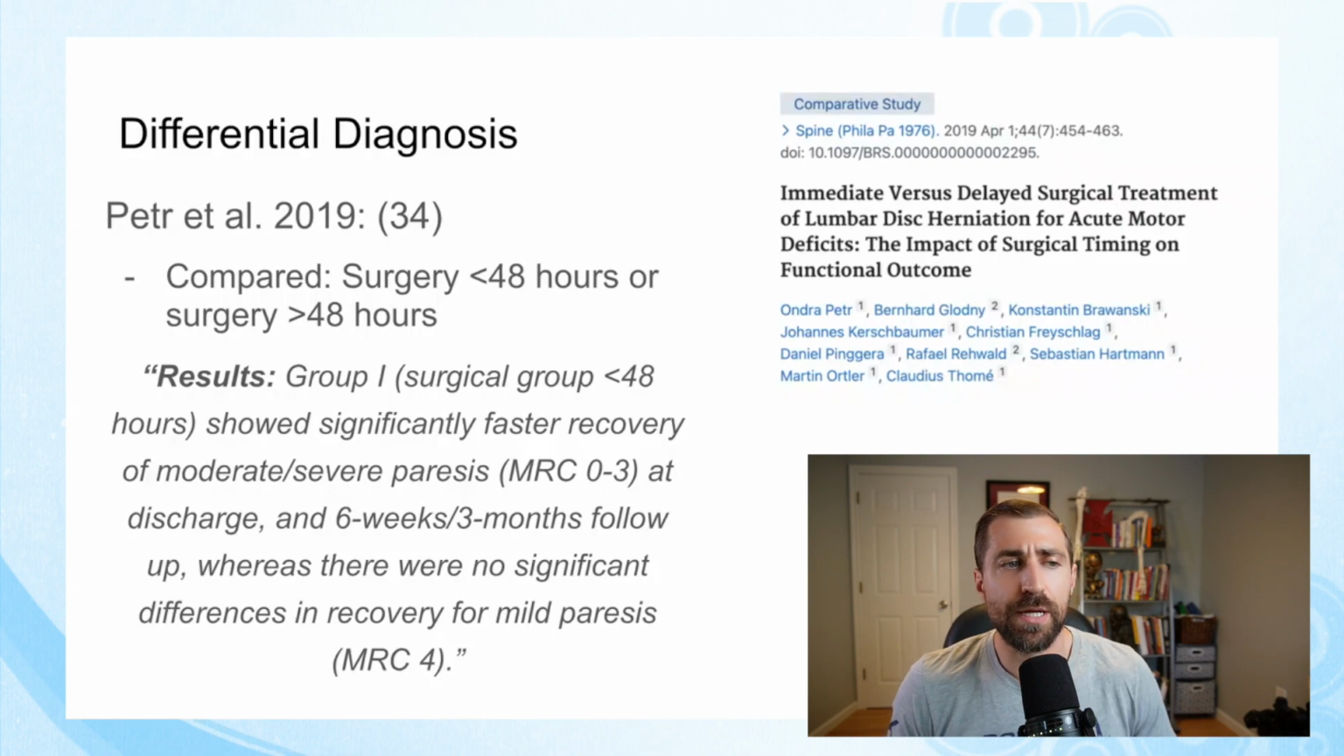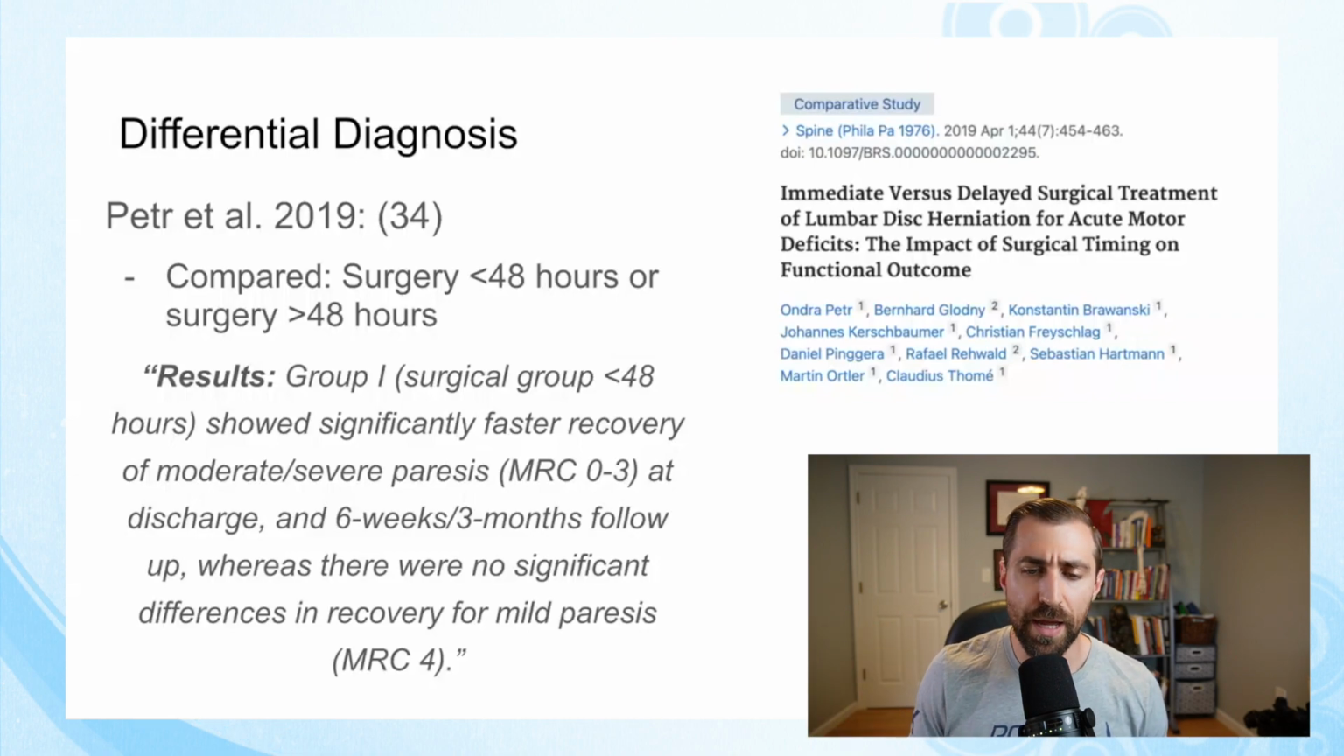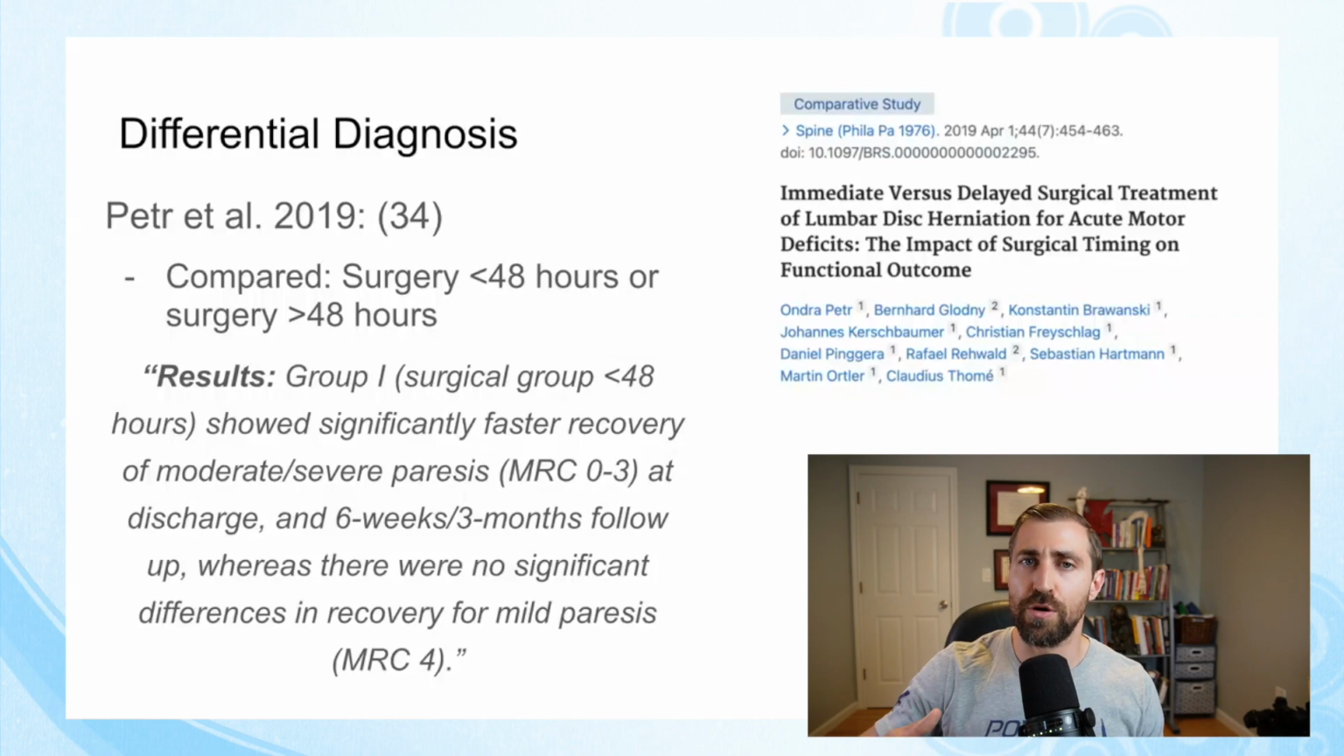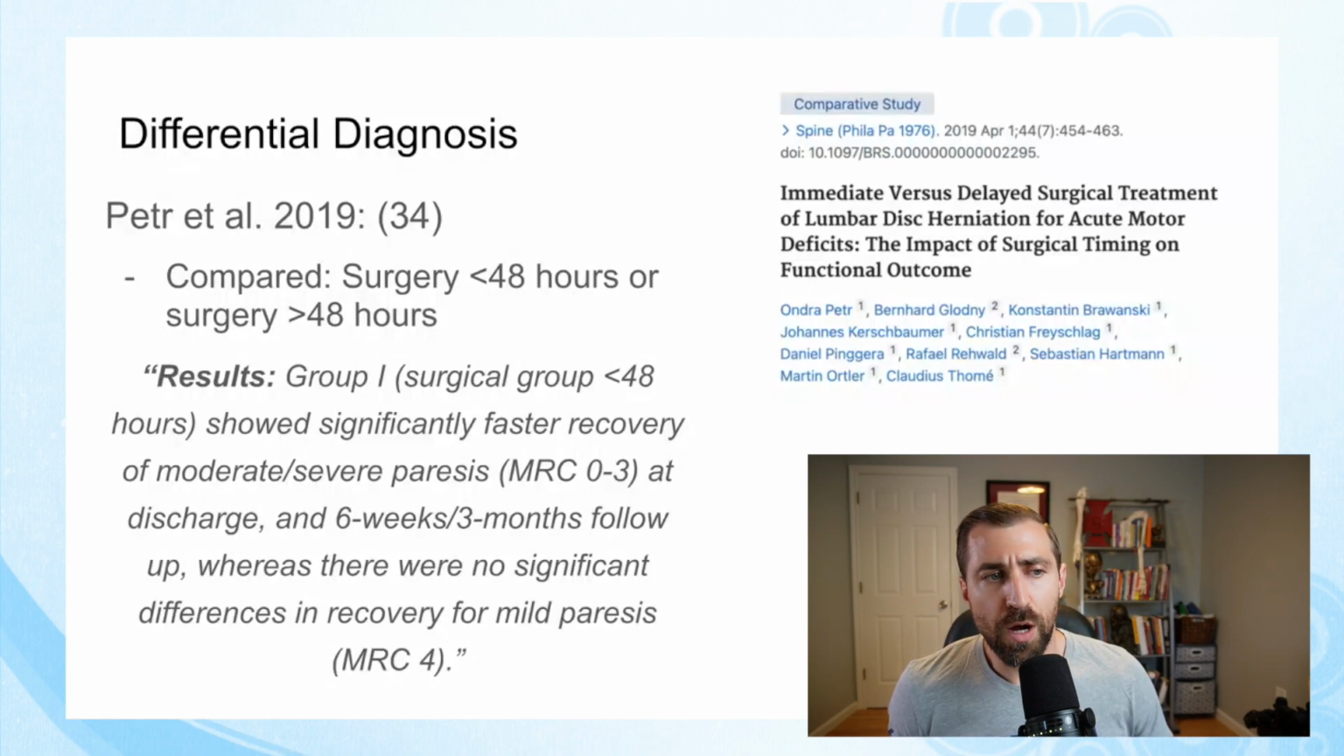So, essentially, they're looking at people that had radicular low back pain and myotomal weakness, and they either gave them surgery in the first 48 hours or surgery after 48 hours. And they wanted to look at the shorter and longer term result of doing surgery either immediately, first 48 hours, or later. And the results showed that group one, so basically the folks that had surgery in the first 48 hours, showed significantly faster recovery of moderate to severe paresis at discharge and 6 weeks to 3 month follow up, whereas there were no significant differences in the recovery for mild paresis.